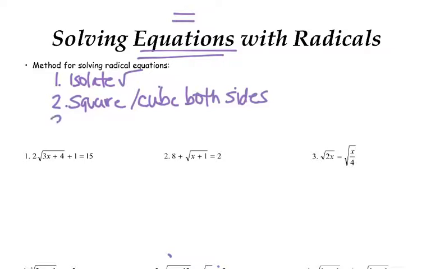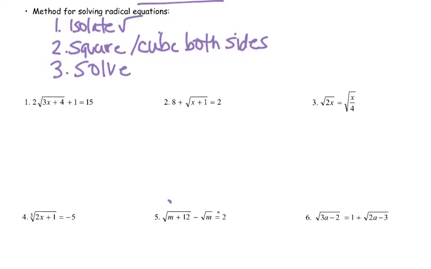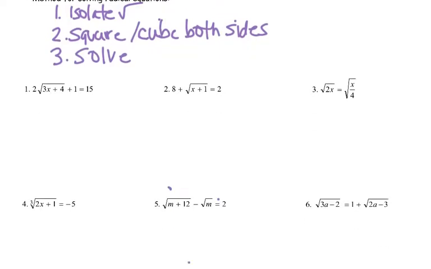So you've got a lot of math intuition about these problems without ever having seen them before. Like in number 1, I bet you would know what to do. What would I do first in number 1? Right, subtract 1 from both sides. So when I subtract 1, 2 root 3x plus 4 equals 14. What do you think comes next? Right, divide by 2, so square root of 3x plus 4 equals 7.